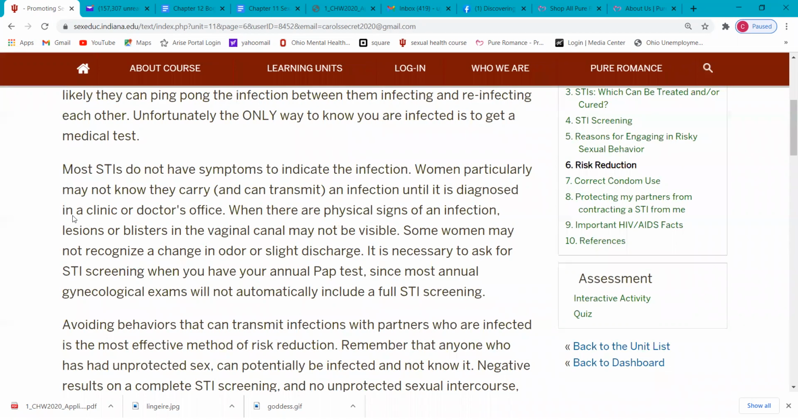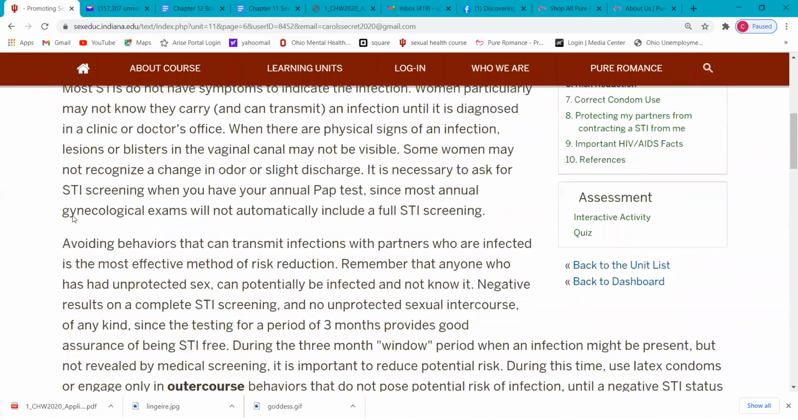Even when there are physical signs of infection, lesions, blisters, anything in the vaginal canal that may be visible, some women may not recognize a change in odor or slight discharge. It is necessary to ask for STI screening when you have your annual Pap test, since most annual gynecological exams will not automatically include a full STI screening. So ask for what you need.